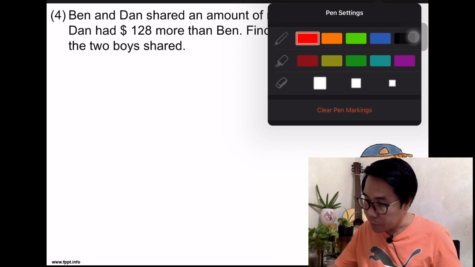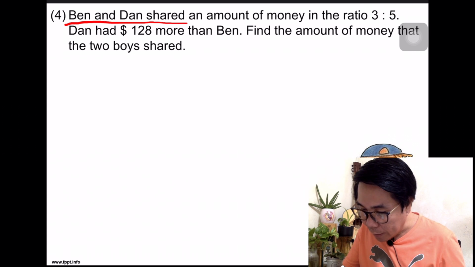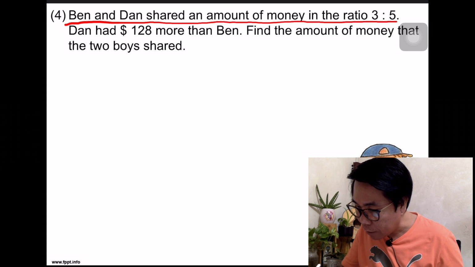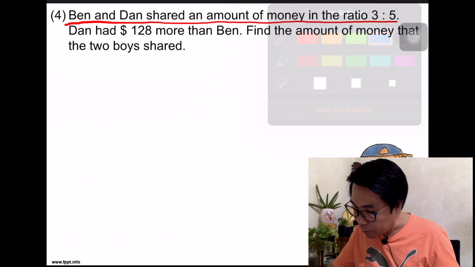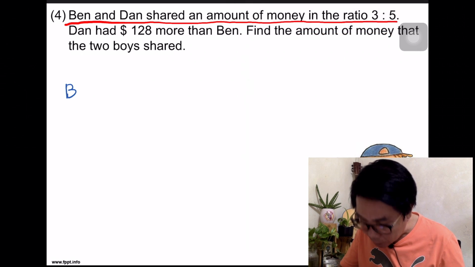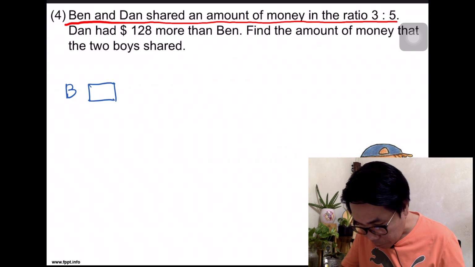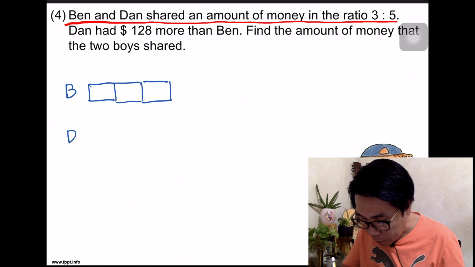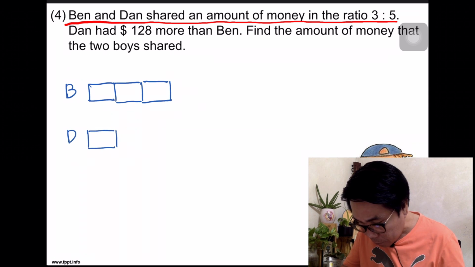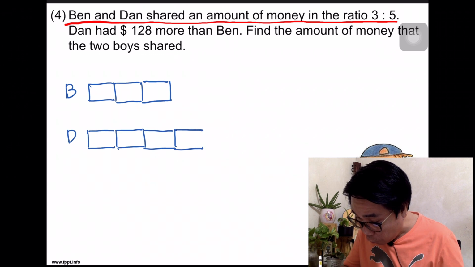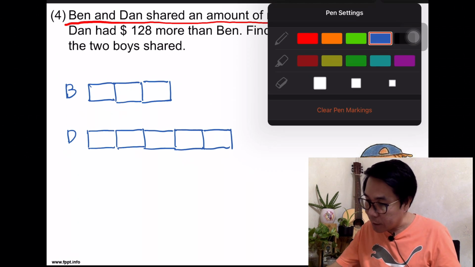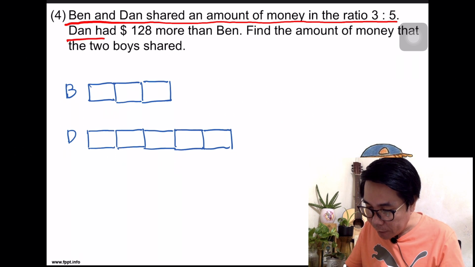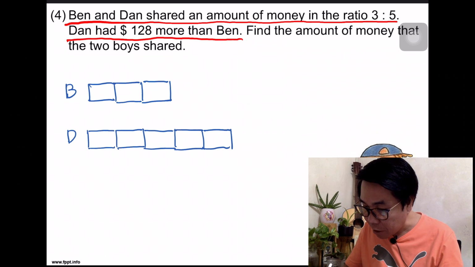Now it says here, Ben and Dan shared an amount of money in the ratio of 3 is to 5. So for Ben, how many parts? 3 parts. 1, 2, and 3. And for Dan, it is 5 parts. 1, 2, 3, 4, and 5.